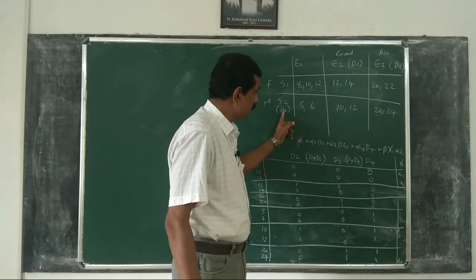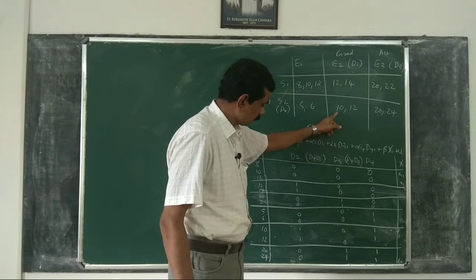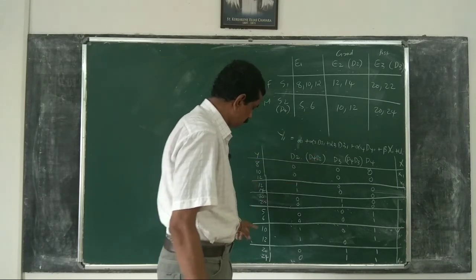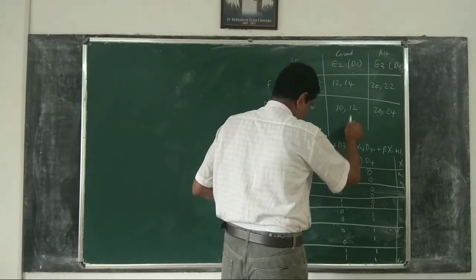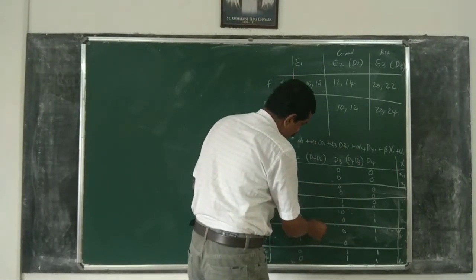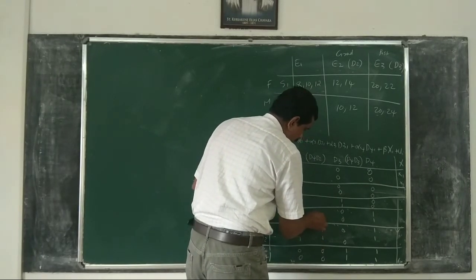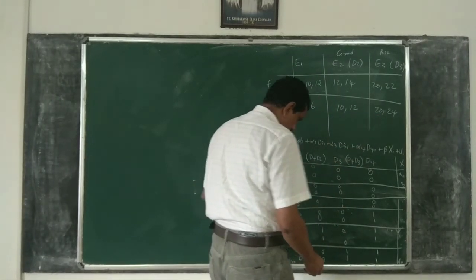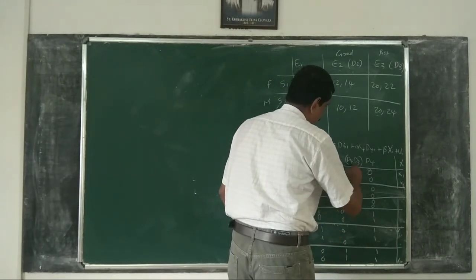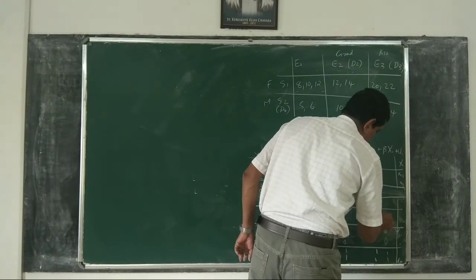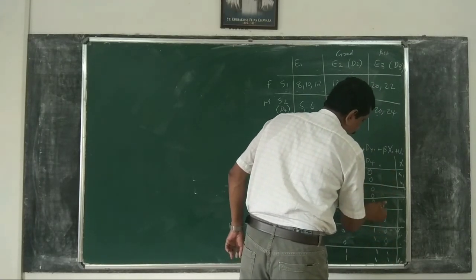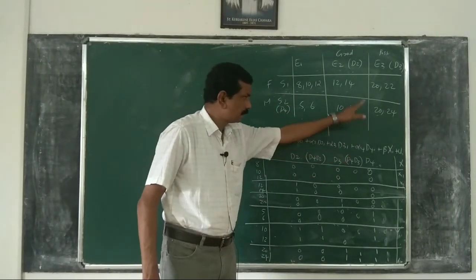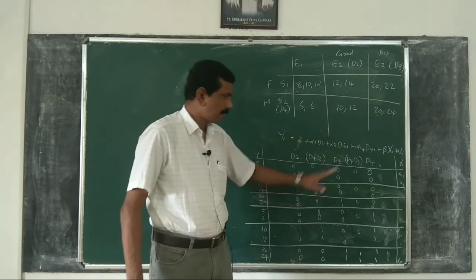D4 into D2, 10 and 12 here. That is 1, 1. All the other values are zeros. Then D4 into D3, 20, 24, 1, 1 here. All the other values are zeros. So if you have the data, you construct these variables and run the regression.